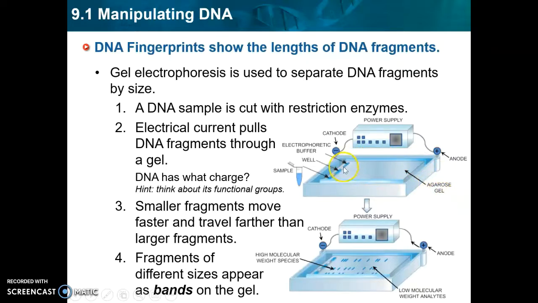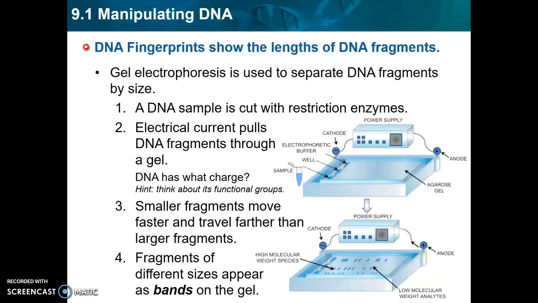And then it has these indentations or wells where you can load DNA samples. You put the DNA in there. It's floating in a buffer. A buffer is something that can conduct the electricity. And then you turn on your power supply. The electricity will pull those DNA fragments through the gel and cause them to separate by size.